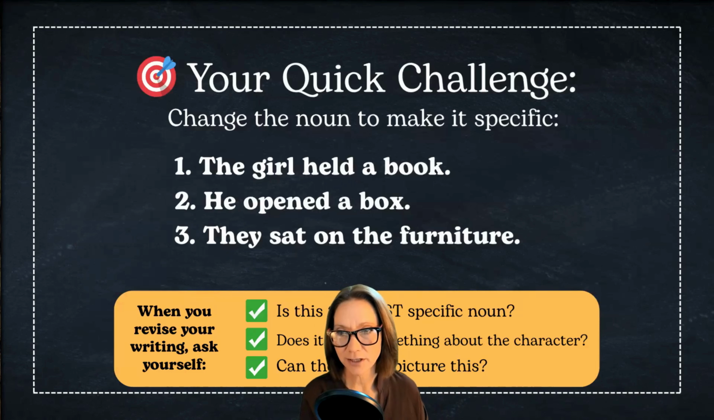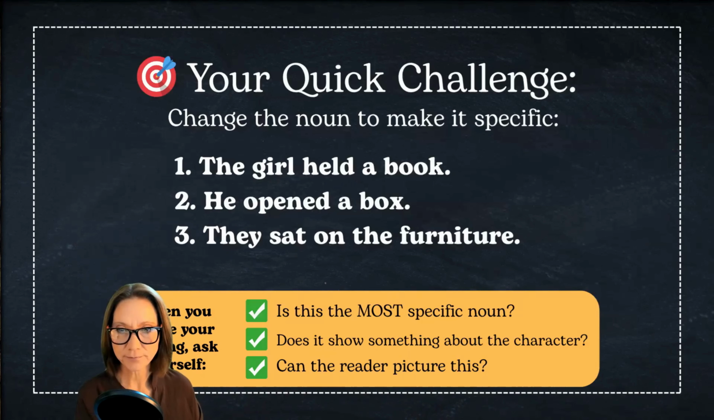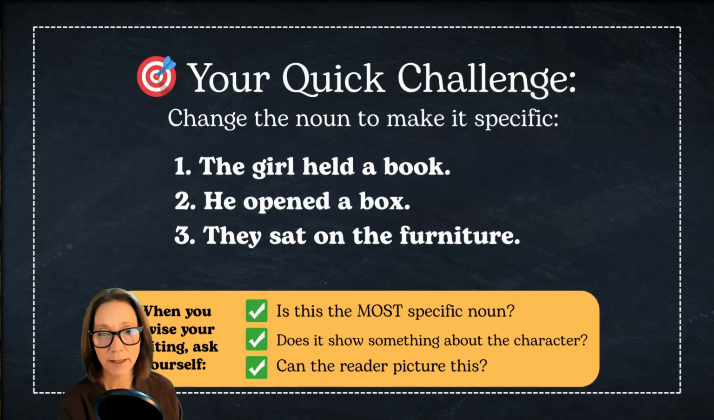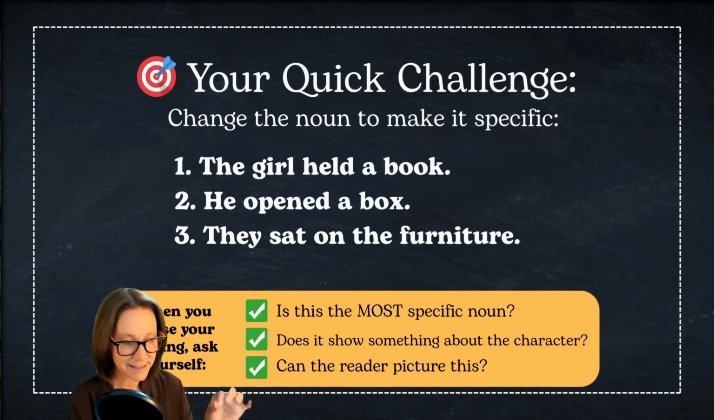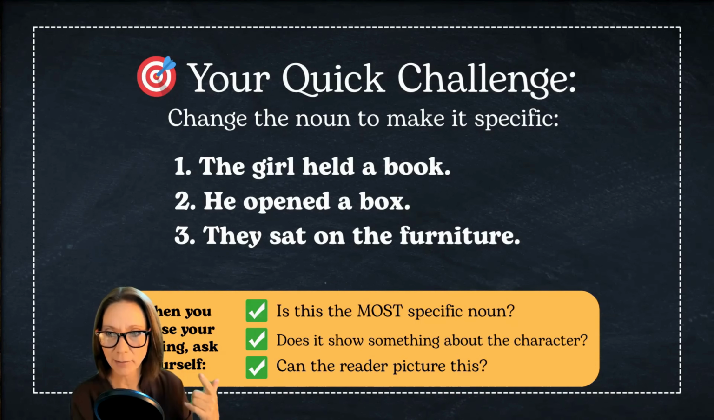Here is your challenge. You're going to take each one of these, rewrite them, and use something specific. And make sure that it is as specific as you can make it. Like we could literally find it or see it in our minds. So if a girl held a book, exactly what book? And maybe even the condition of the book. Is it old? Is it dusty? Is it new? Is it wrapped in plastic? And opening a box. What kind of box?